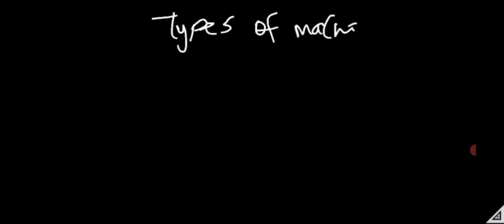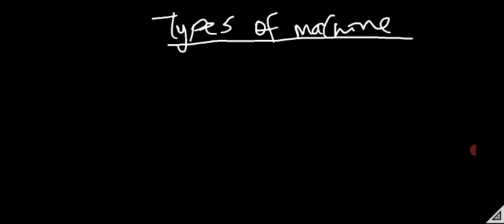In the last class we talked about machines and we dropped some formulas, and in this class we are going to be continuing from where we stopped. So what we are going to be explaining now is types of machines.